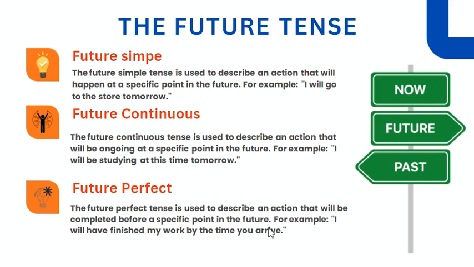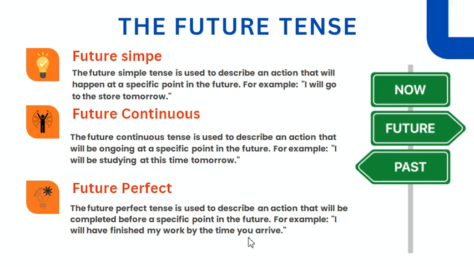For example, I will have finished my work by the time you arrive. I will have finished. That means you haven't finished. The job is not even started, but he is planning what time he is going to finish his work, tomorrow or next week. So he says, I will have finished my work by the time you arrive.